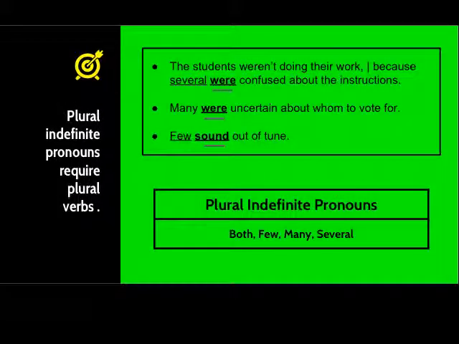Logically then, plural indefinite pronouns require plural verbs. And there aren't as many plural indefinites: both, few, many, and several, but they're always plural. So if you see them in a sentence, you know that you need the plural verb form. The students weren't doing their work because several were confused about the instructions. Several is a plural indefinite, so we need a plural verb. Many were, same thing, and few sound. All the same rule: indefinite plural pronoun requiring a plural verb form.